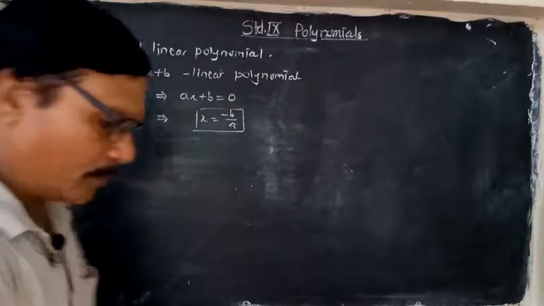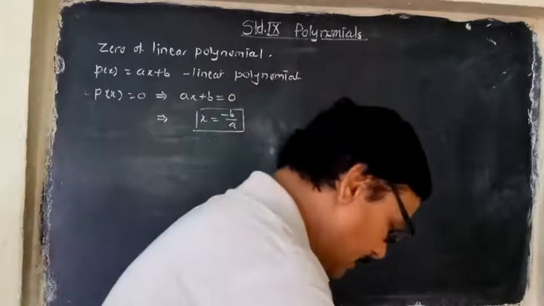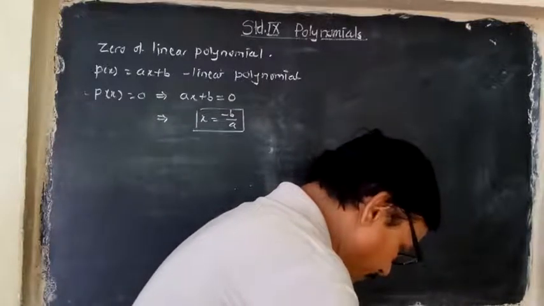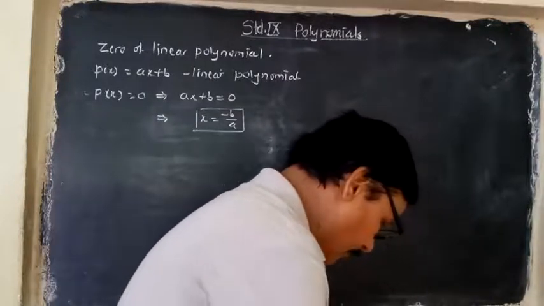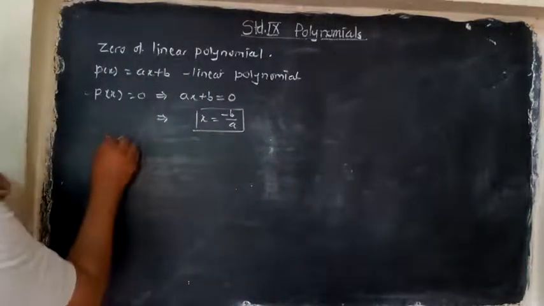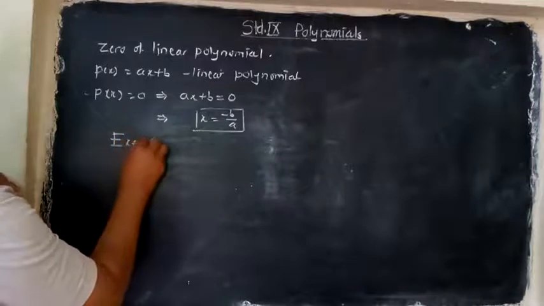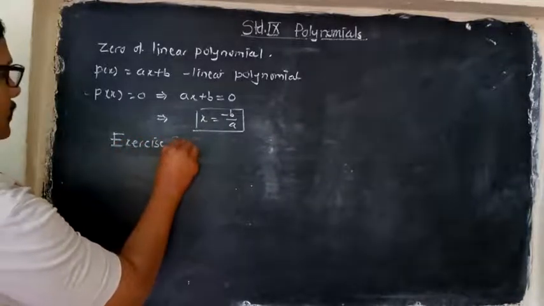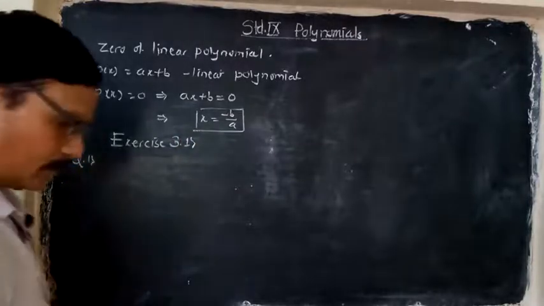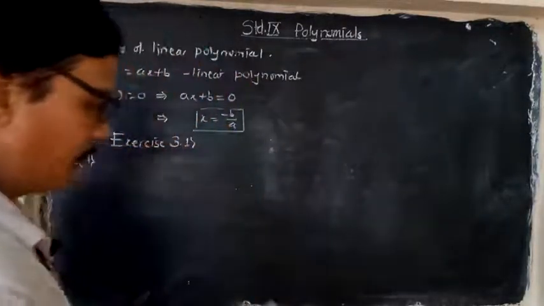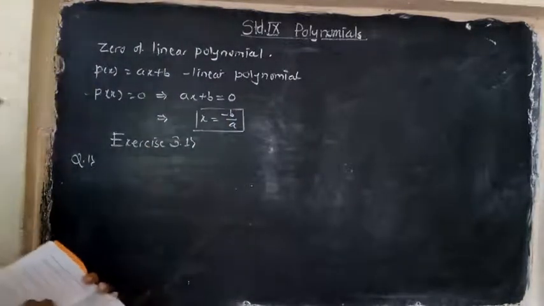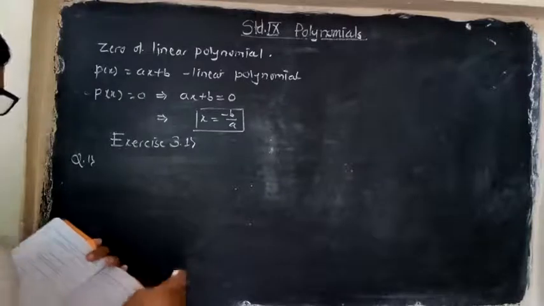For other polynomials we can use different methods. Let's see the methods again one by one. First of all, which of the following polynomials are polynomials in one variable? Exercise 3.1. Question 1. Find out which are the polynomials in one variable and which are not. State reason for your answer.